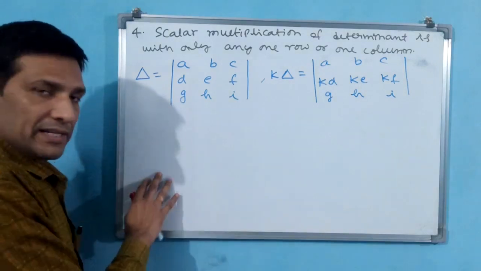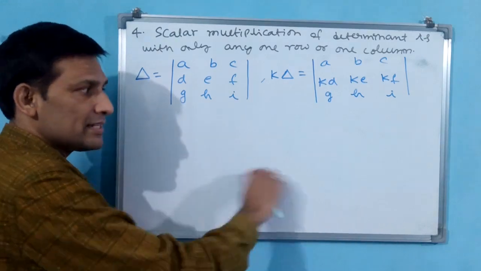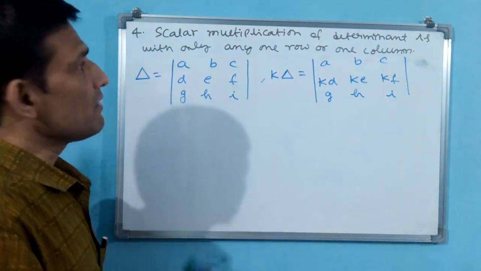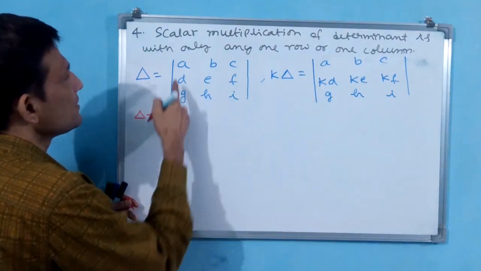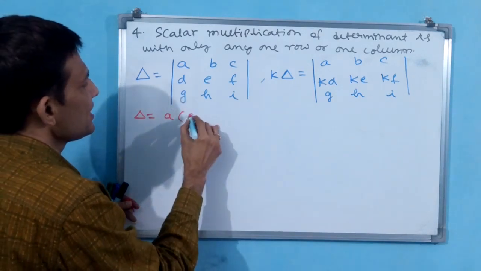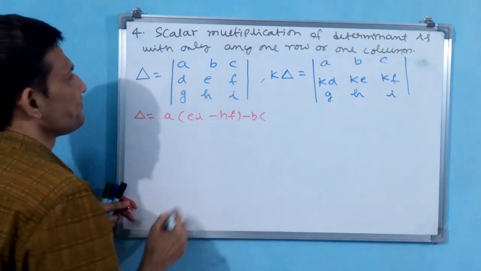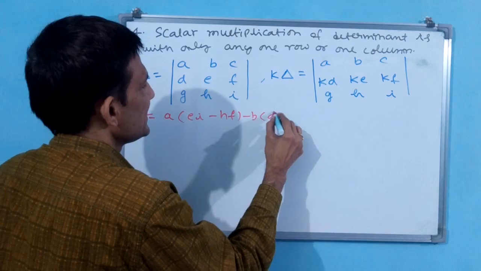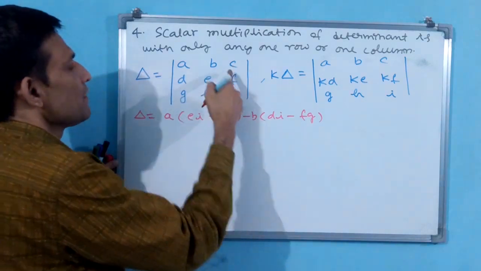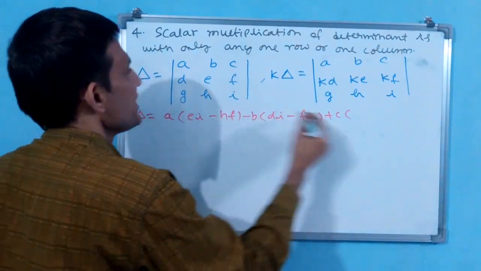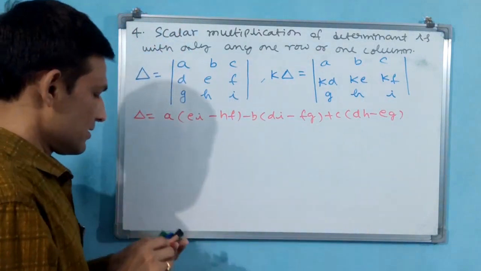Okay. Now let us find delta and K delta. Delta we will find and multiply with K. Then this and this both should come same. Then we can say that this property is okay. Let us find now. You see, delta is equal to A into (EI minus HF) minus B into (DI minus FG) plus C into (DH minus EG). Is it okay?